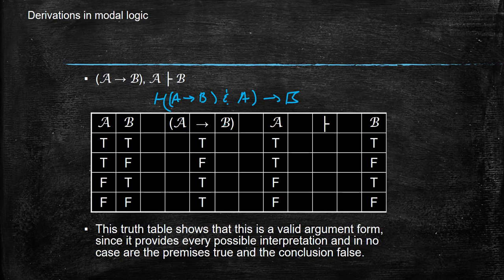Considered as a valid argument form, it shows that there is no interpretation in which the premises are true and the conclusion is false. And if we represented it as a tautology, it would show that it is true under every interpretation by T occurring under every box under the main operator.